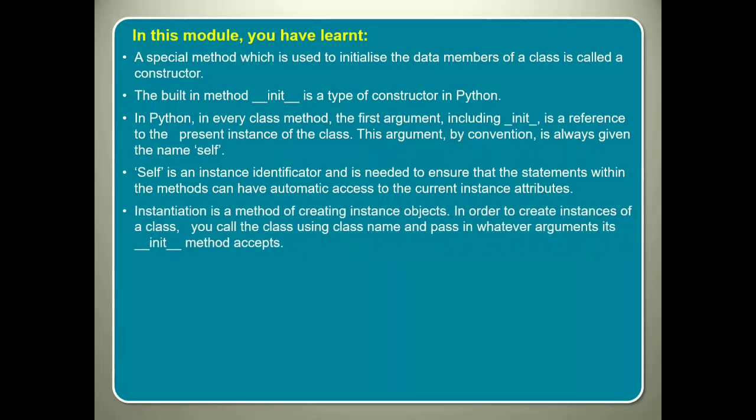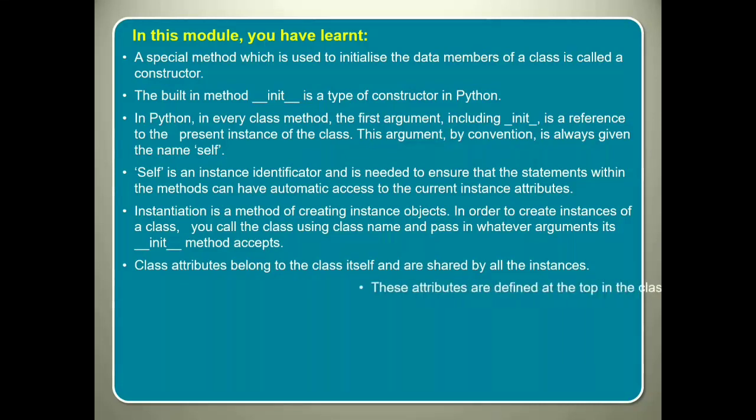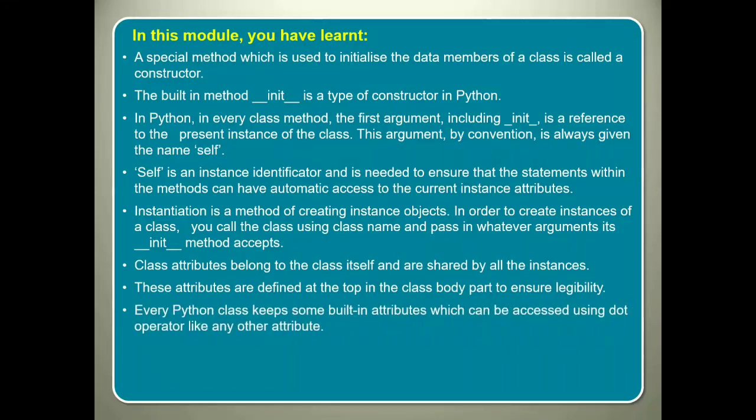Instantiation is a method of creating instance objects. In order to create instances of a class, you call the class using the class name and pass in whatever arguments its __init__ method accepts. Class attributes belong to the class itself and are shared by all the instances. These attributes are defined at the top in the class body part to ensure legibility. Every Python class keeps some built-in attributes, which can be accessed using the dot operator like any other attribute.